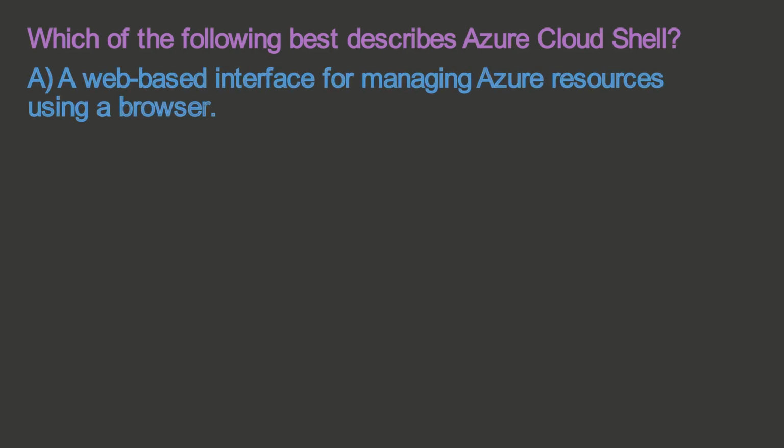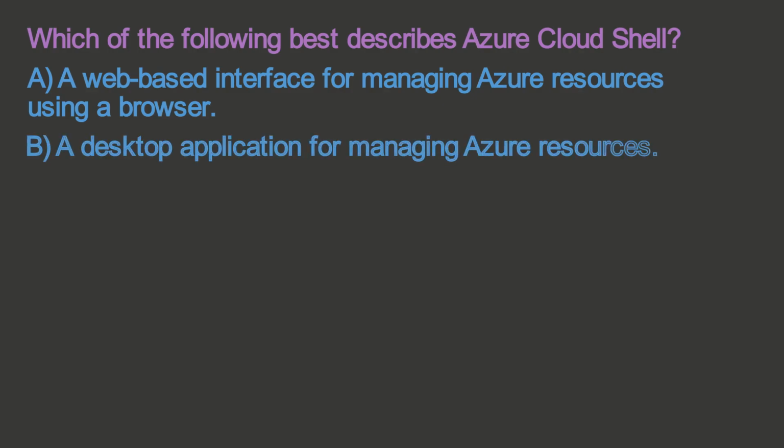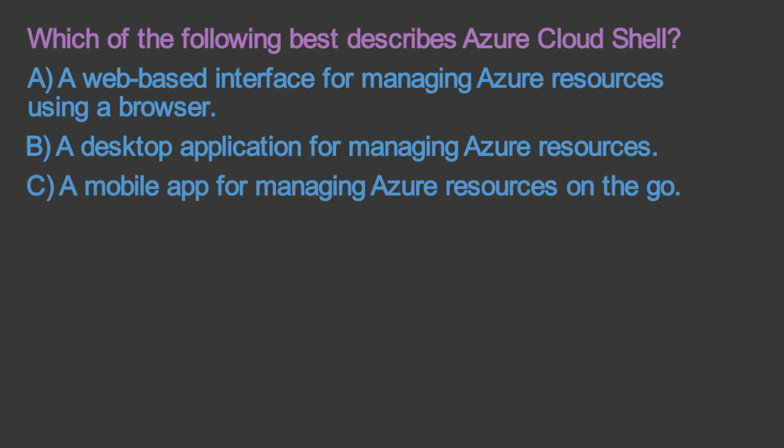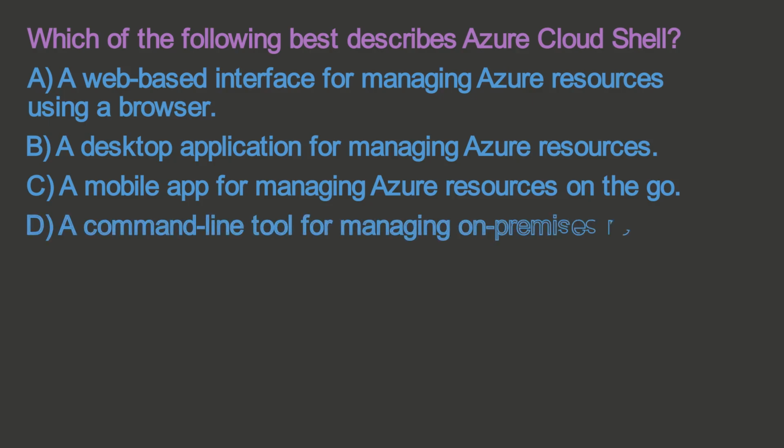Which of the following best describes Azure Cloud Shell? A, a web-based interface for managing Azure resources using a browser. B, a desktop application for managing Azure resources. C, a mobile app for managing Azure resources on the go. D, a command line tool for managing on-premises resources.